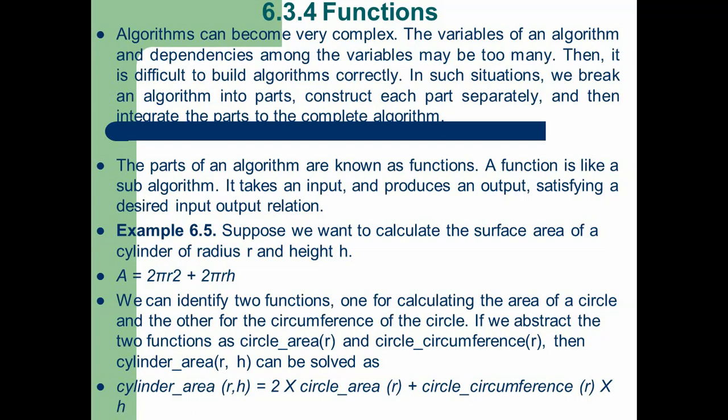We divide the function for finding the area of the cylinder into two small algorithms. One is for finding the area of the circle and the other for finding the circumference of the circle. Here you can see two small functions, two small parts, produce two small results. When these two results are combined and added, we get the result for the cylinder area. So this is a simple example for understanding the function. Functions are sub-algorithms. In programming, we call them sub-programs or subroutines. This is the fourth building block of algorithm.